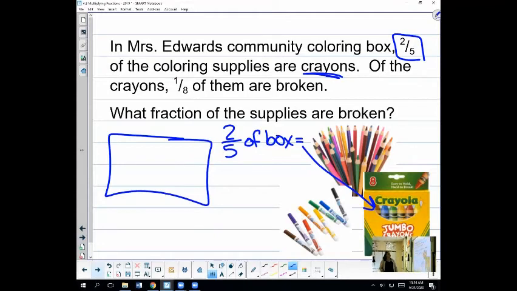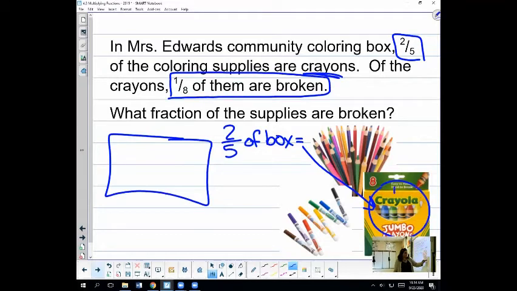Of the crayons, so of my beautiful supply of crayons, 1/8 of them are broken. So out of all of these, 1/8 are broken. What fraction of the supplies are broken?